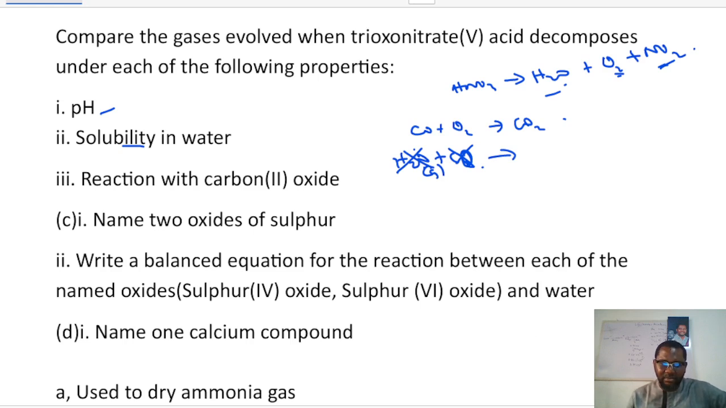Very easy, right? Quite easy. Okay, I might need to make a correction here: NO2 also reacts with CO to produce NO plus CO2. Okay, to get that, but that's by the way.